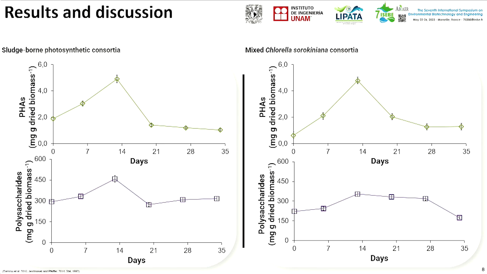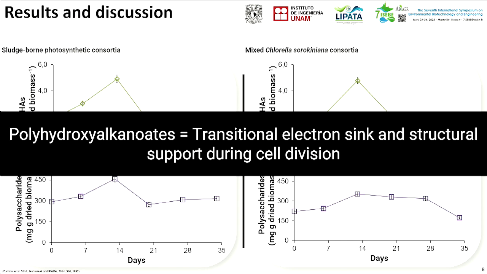Now, what really stands out about this chart is that both of these polymers had a really similar behavior. And this is interesting because polyhydroxyalkanoates are usually seen as carbon and energy storage reserves, which are used under nutrient limitation. However, with our results, we are seeing that polyhydroxyalkanoates may have other functions within the cell, such as a transitional electron sink or a structural support during cell division. All of this assumption is based on the fact that if polyhydroxyalkanoates and polysaccharides were both only carbon-storing molecules, one or the other would be enhanced, but not both.